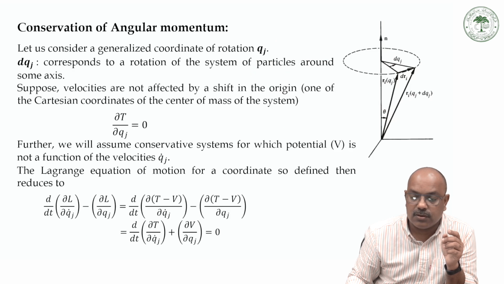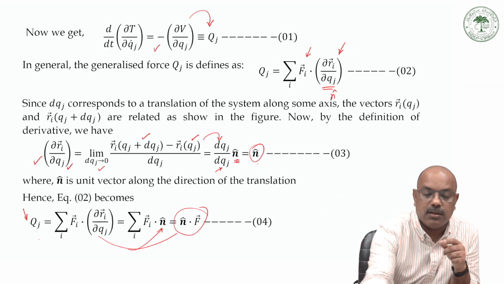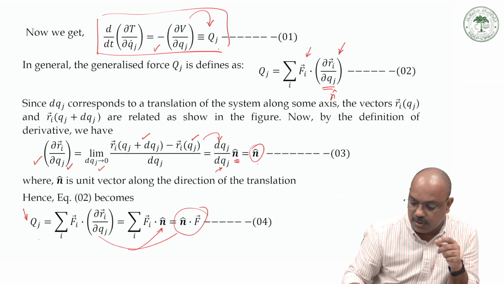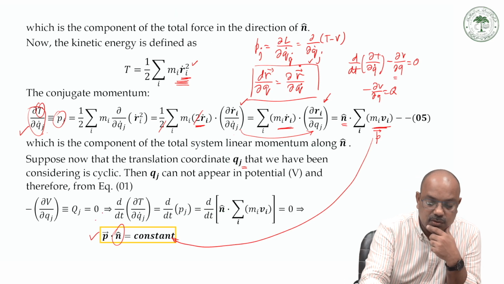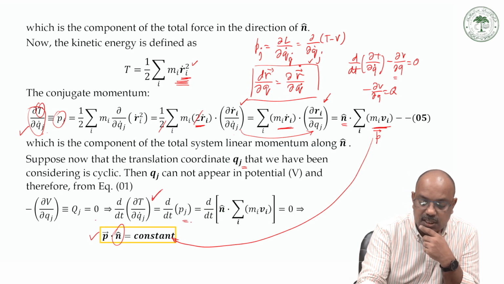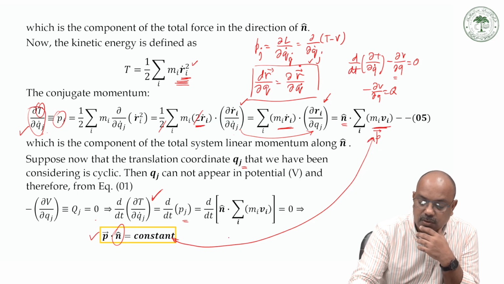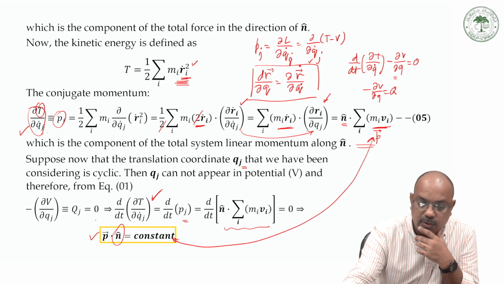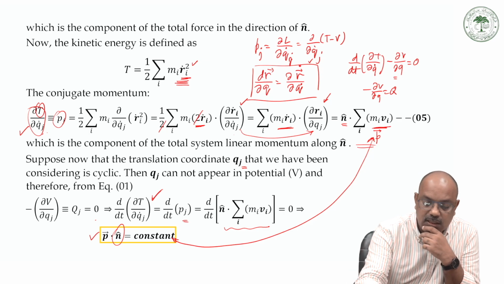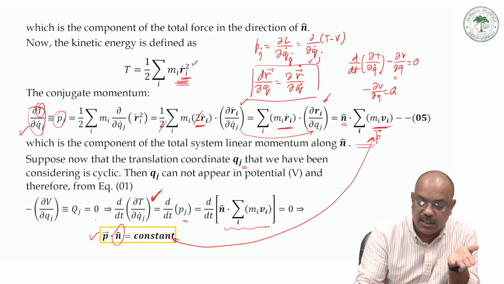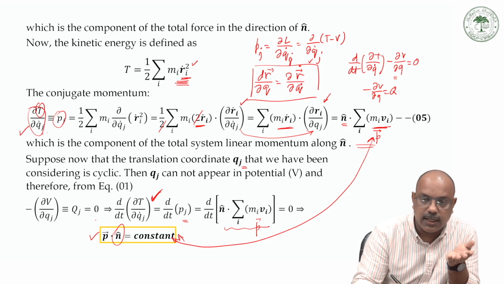So you see here, this is going to be 0. Now the conjugate momentum is p_j, and this comes out to be this thing. So the d/dt of this quantity which we have figured out, delta T by delta q dot, is going to be constant, and this n dot total momentum is going to be a conserved quantity.